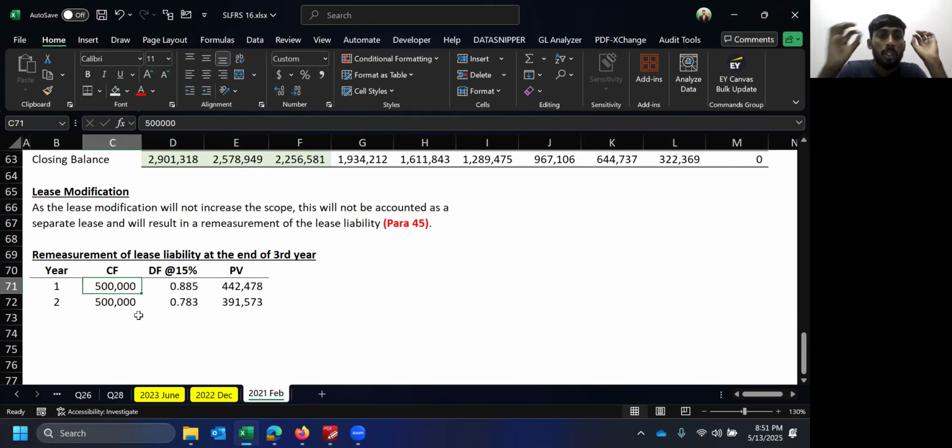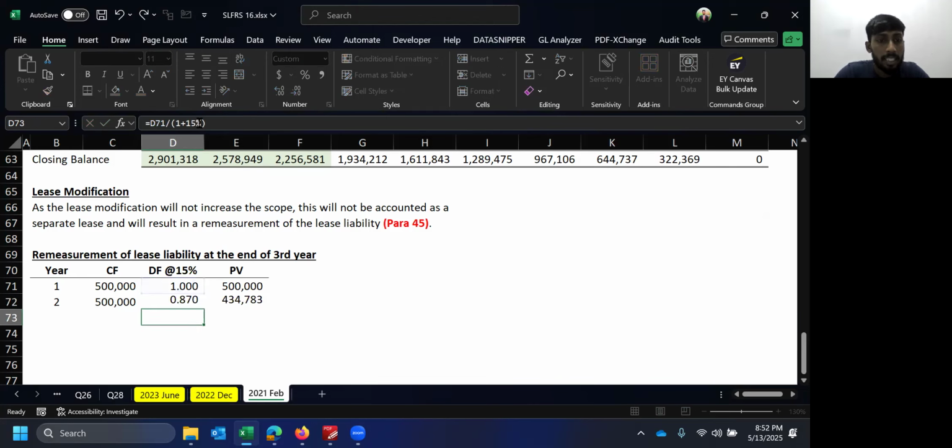Now tell me, do I need to discount the 4th year payment? The payments are in advance. Do I need to discount the 4th year payment? No need. Very good. So here it is 1. And then I have taken the second year discount rate 0.870.